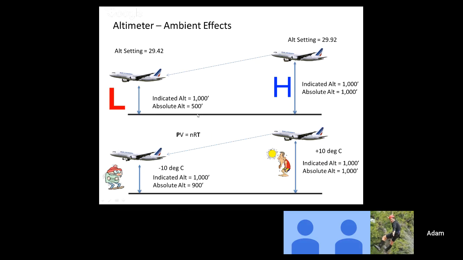So you get a feel for the magnitude. Such a small change in barometric pressure, 29.92 to 29.42, can cause such a discrepancy in true altitude versus what you see on the gauge.